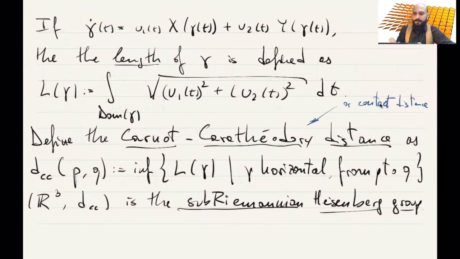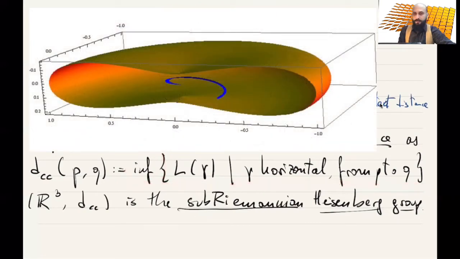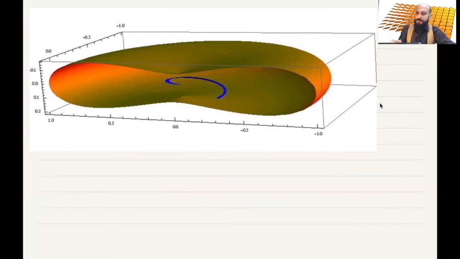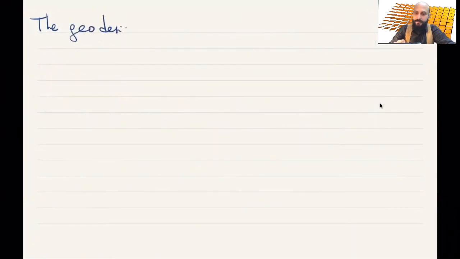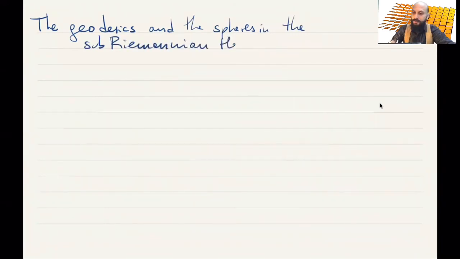Back to our space. This space is three-dimensional, so we can draw pictures of the curves that are reaching the infimum and of the spheres, the metric spheres. So we will draw a lot of pictures. So let's start. Let's go in that direction. We're going to discuss the geodesics and the spheres in the sub-Riemannian Heisenberg group.